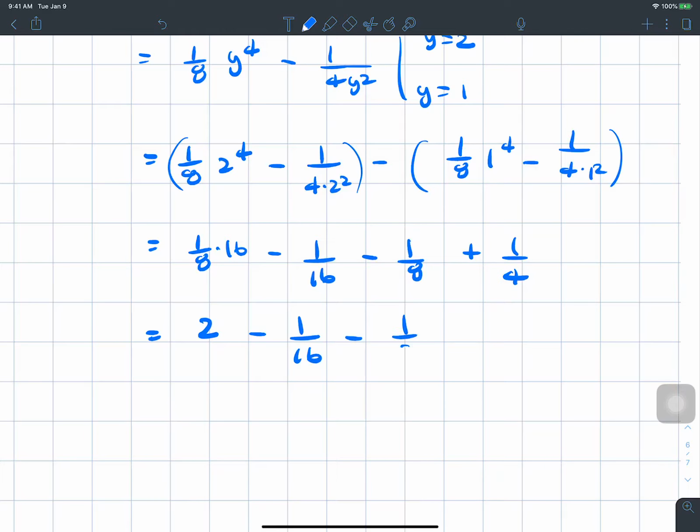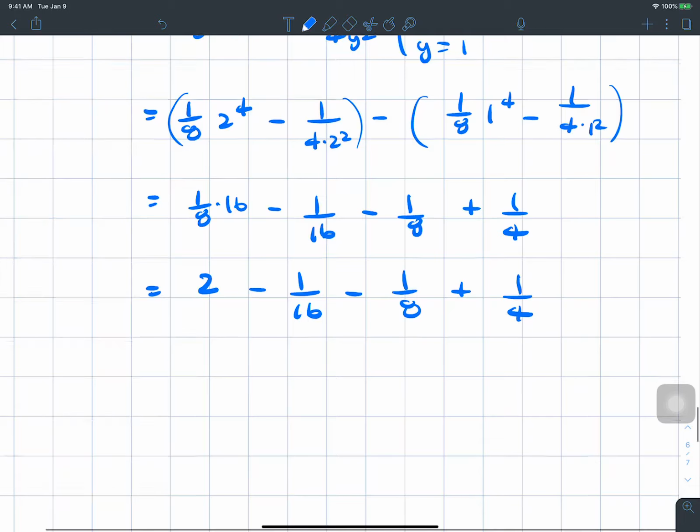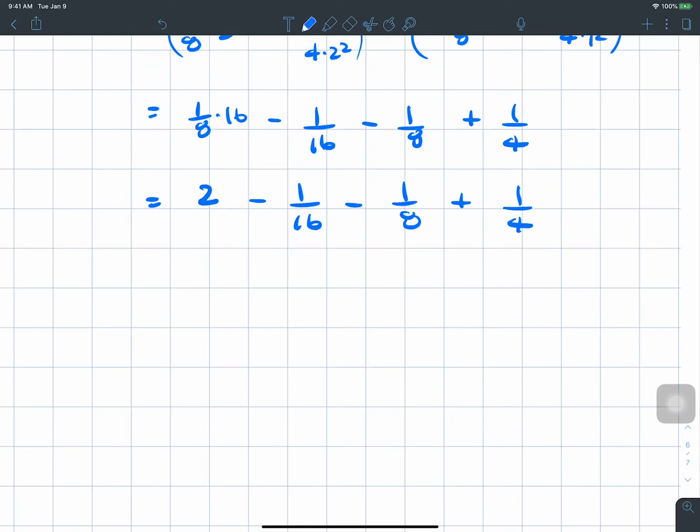And 16 over 8 becomes 2. So I have all this arithmetic to do, as you guys can see. 2 minus 1/16 minus 1/8 plus 1/4. So we're going to have some arithmetic, and I'm going to ask you guys, what should we do? How do we add this here? The denominator, the LCM here is 16. So multiply this by 2 and this by 2. Multiply that by 4, this by 4. And that's 16 over 16. Our denominator is going to be 16 here.